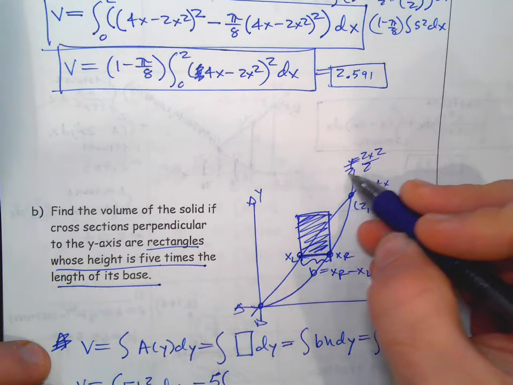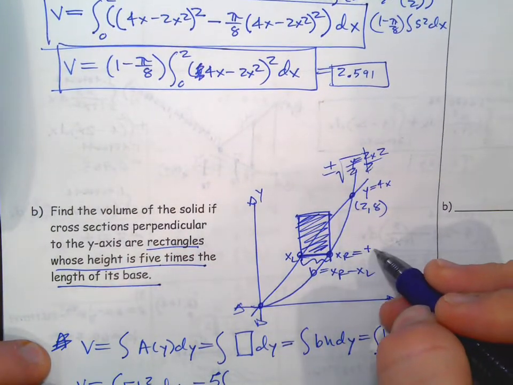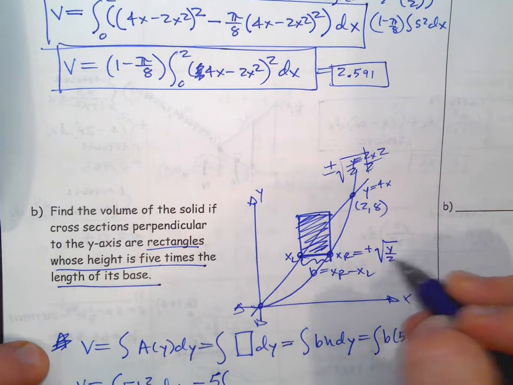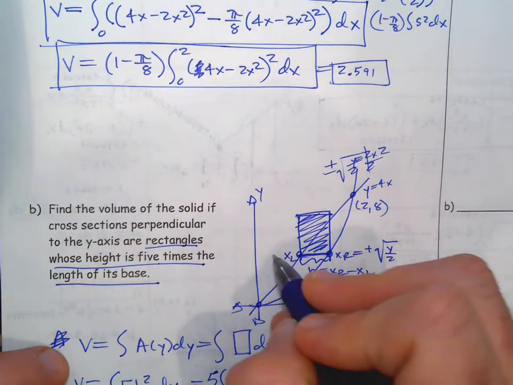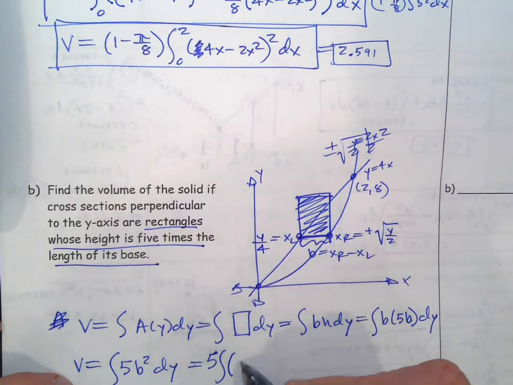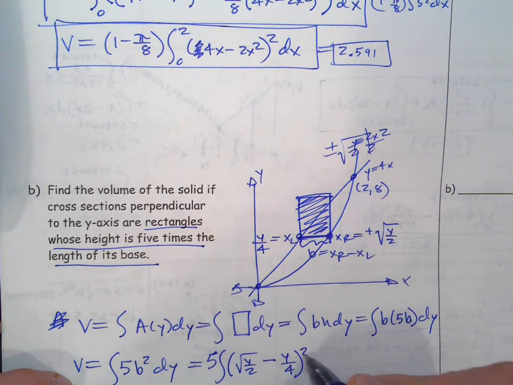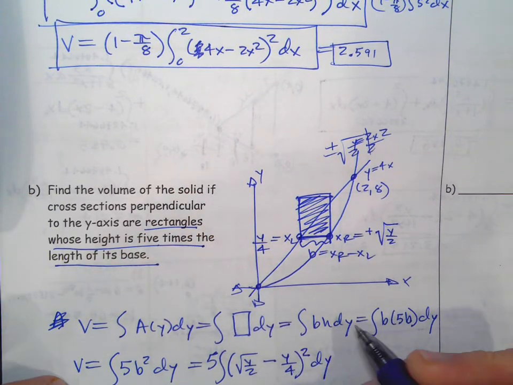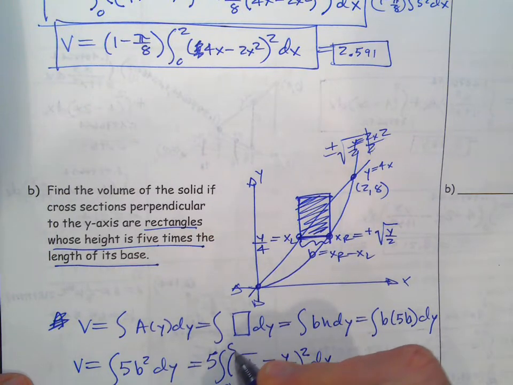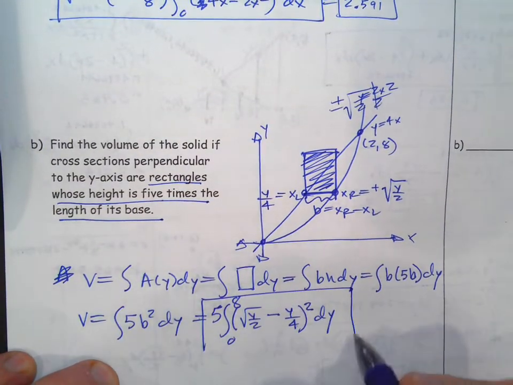Divide by 2, square root of both sides, plus or minus. So this is going to be positive square root of y over 2, all inside the square root. And this is going to be y over 4. So square root of y over 2, x right minus x left. You always want to do right minus left. Make sure it comes out positive. Squared dy. The limits are in the y direction, 0 to 8. So that's our setup right there.